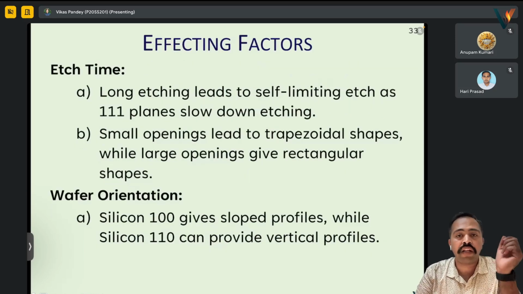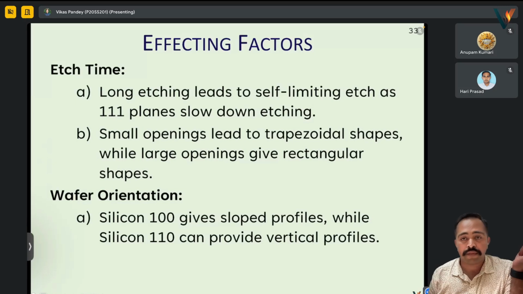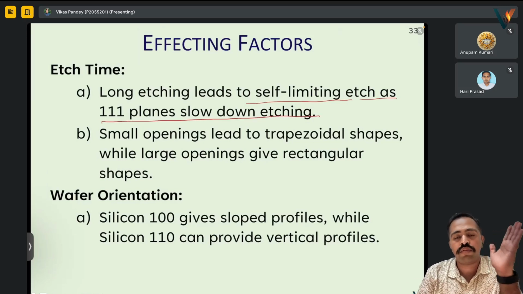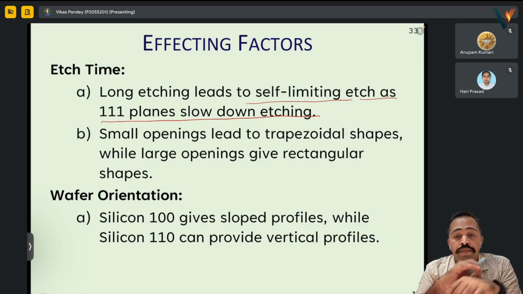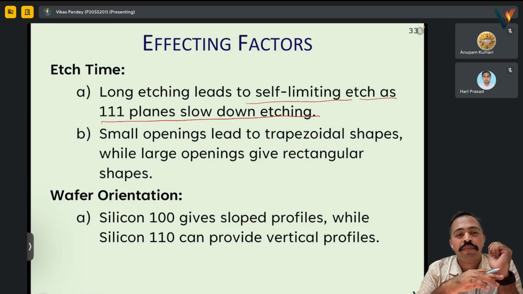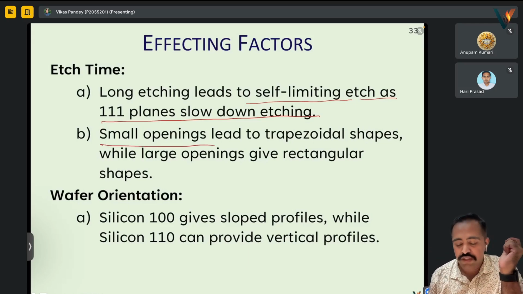So what are the affecting factors in this anisotropic etching using wet etch? Anisotropy is easily possible in dry etching, but for wet etching, to achieve anisotropy, special cases are there. When you have to etch for a longer time, it leads to self-limiting etch as the 111 plane slows down etching. So at the 111 plane, the etching will be very slow. But one problem is that if it has a small opening, it leads to trapezoid shapes.